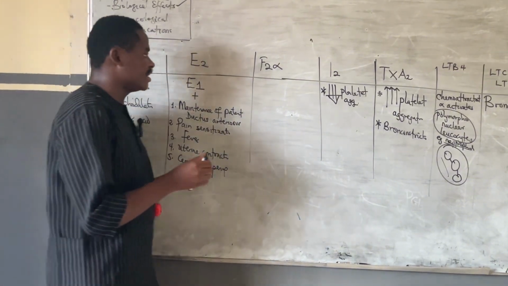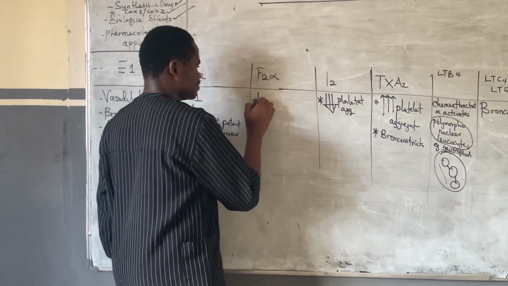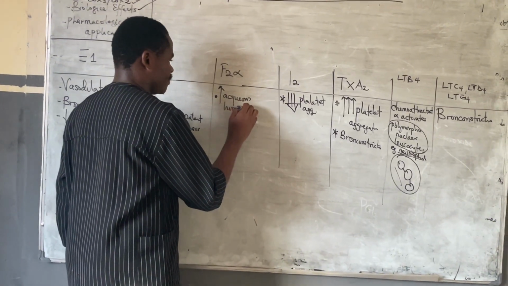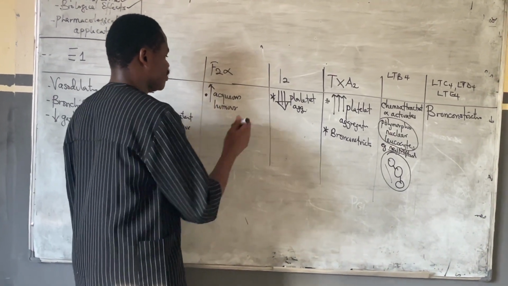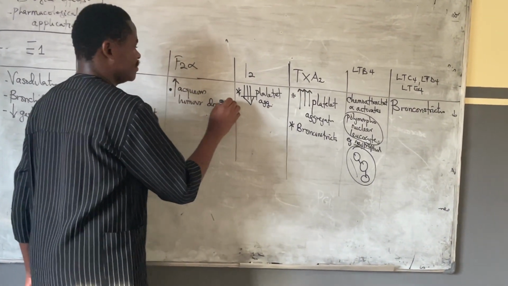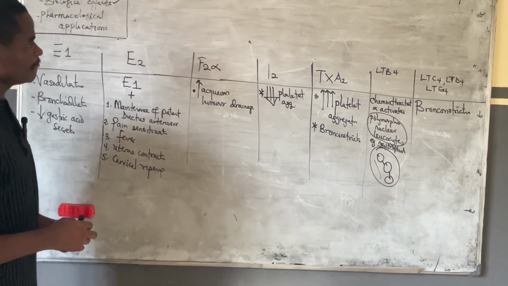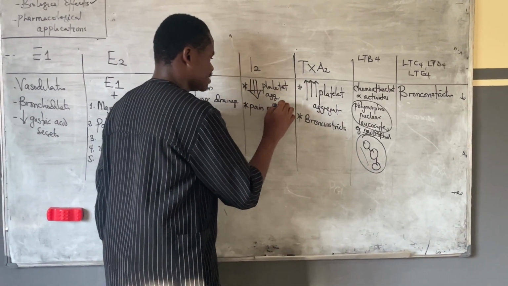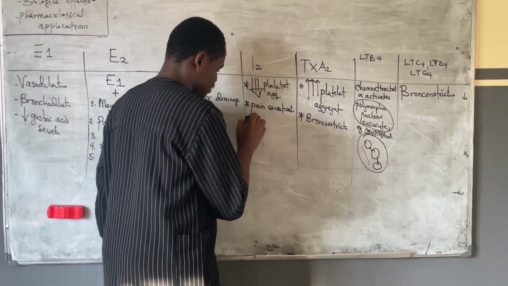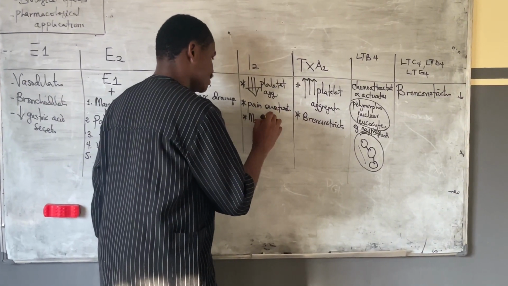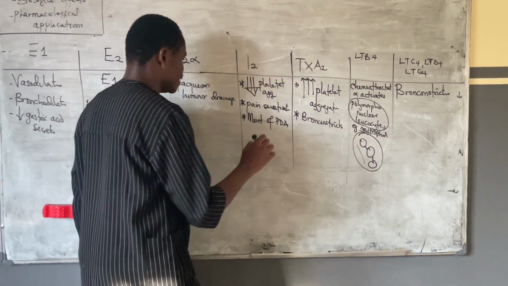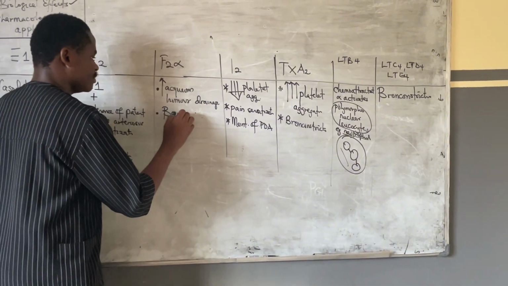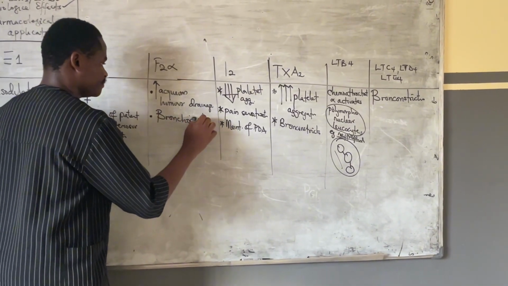Now for F2 alpha here, one of the most important things is that it is going to increase aqueous humor drainage. Okay. I2 will cause pain sensitization, and will cause maintenance of patent ductus arteriosus. Right. Now, this one here will cause bronchial constriction.